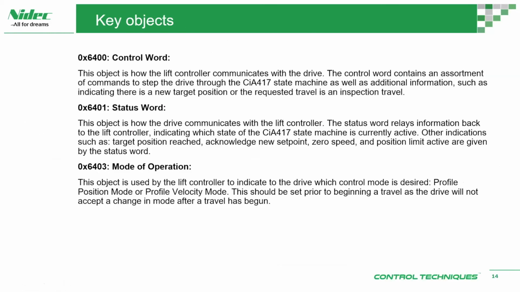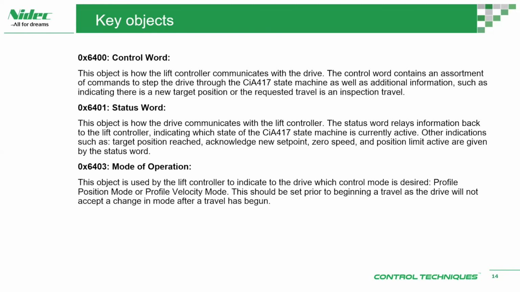Coming on to the key objects of basically everything I've described, the most important ones are 6400, the control word. So this object is how the lift controller communicates with the drive. The control word contains an assortment of commands to step the drive through the CiA 417 state machine, as well as additional information such as indicating there is a new target position, or the requested travel is an expression travel, which is a bit special.